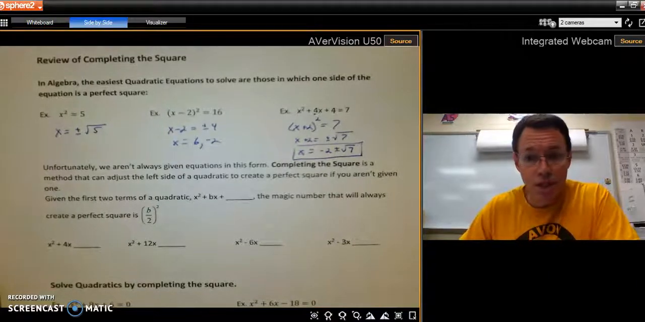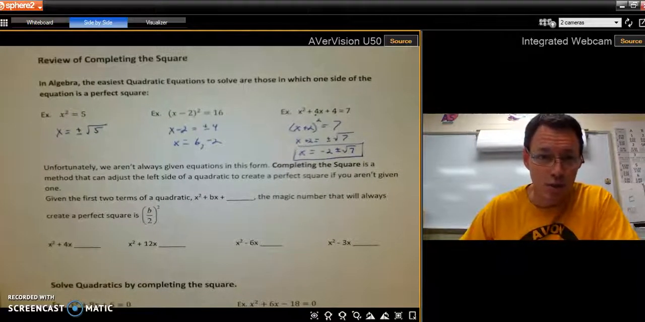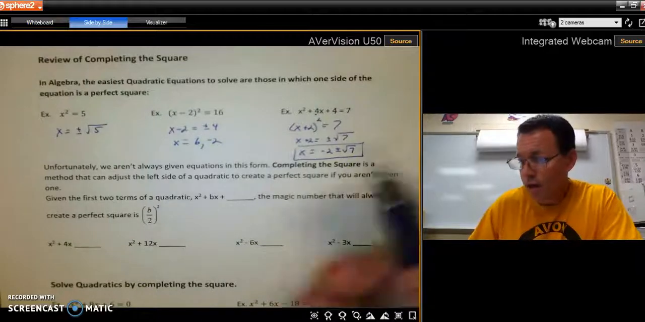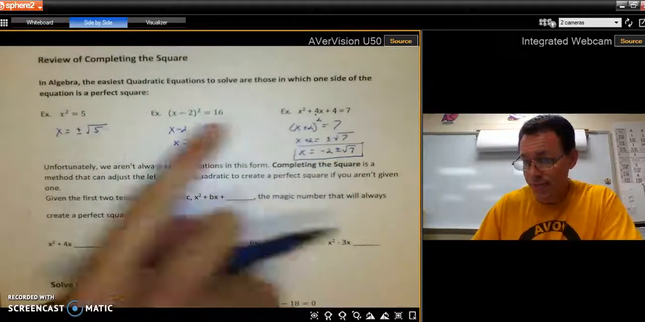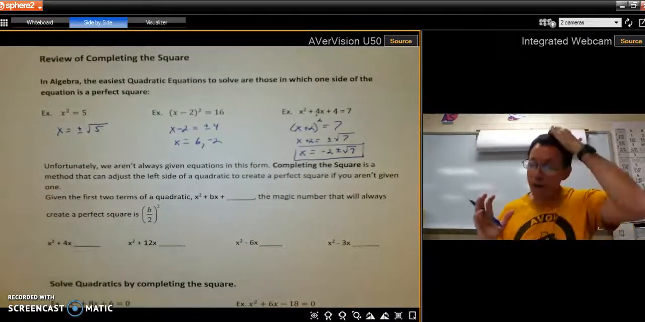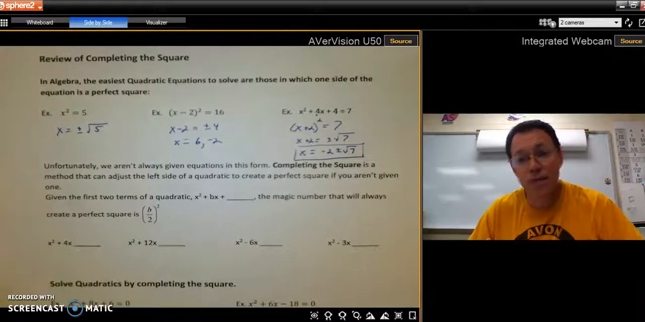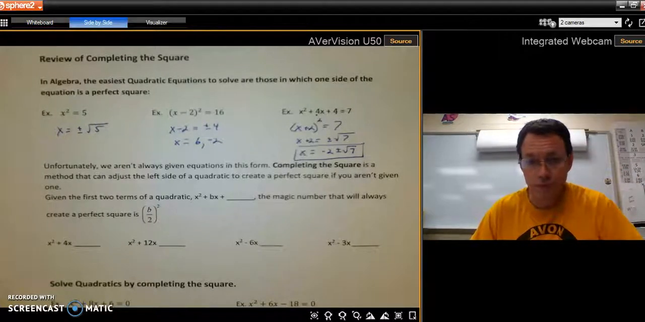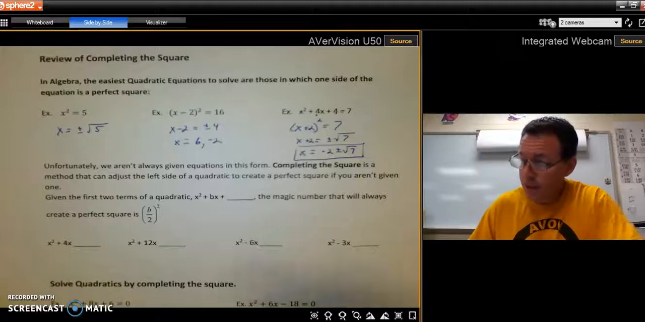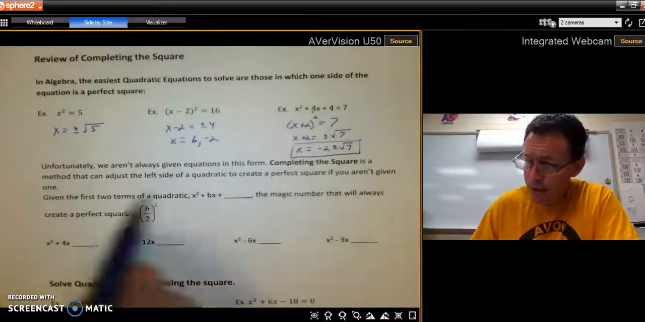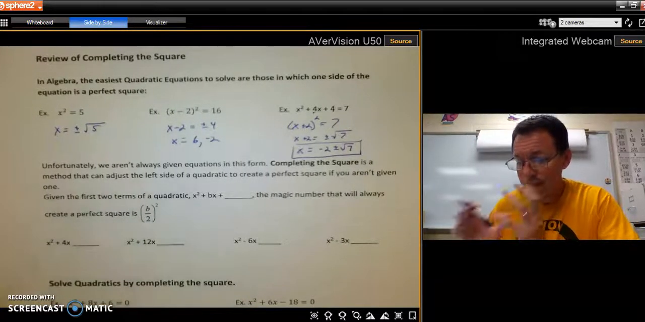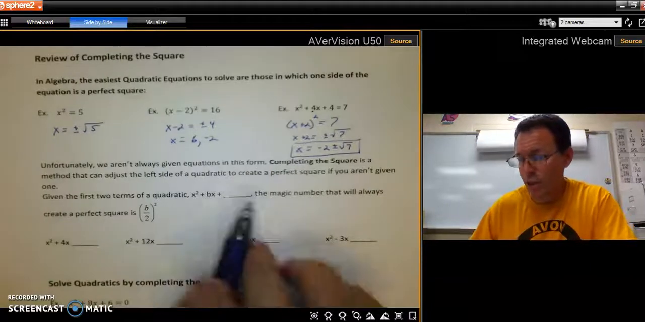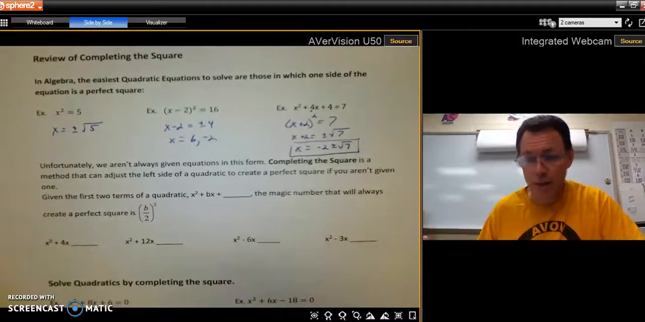Okay, so you did that in Algebra 1, you probably did a little bit more of that in Algebra 2. Unfortunately, we aren't always given quadratics that are in this form where you have this nice perfect square. But we can always create a perfect square. Always. Completing the square always works. It's not always pretty, but it does always work. So, completing the square is a method that can adjust the left side of the quadratic to create a perfect square.